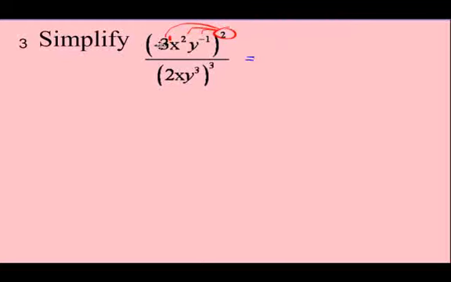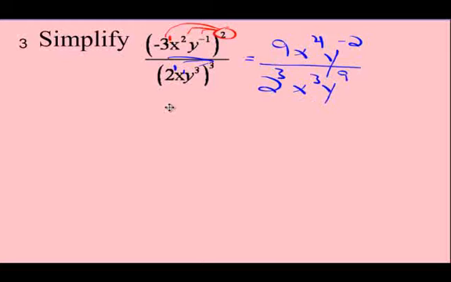So if I square negative 3, negative 3 times negative 3 is 9, x to the 4th and y to the negative 2nd. We have some similar work to do down here. Remember, this is 2 to the 1st and x to the 1st, so distribute, distribute, distribute. 2 to the 3rd, x to the 3rd, y to the 9th.